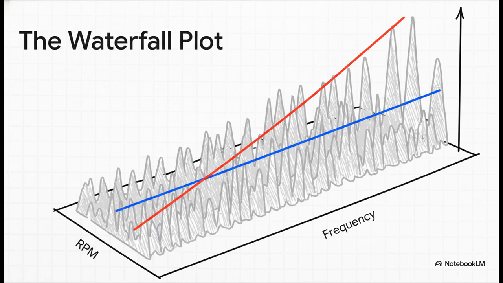So your first tool here is the waterfall plot. This thing is awesome. It stacks individual spectra over time or RPM to create this 3D map of your machine's behavior. And it's brilliant because it instantly separates what's related to the machine's speed from what's related to the structure itself. The speed harmonics become these radial lines shooting out from the origin, while the fixed structural resonances show up as straight walls, parallel to the RPM axis.